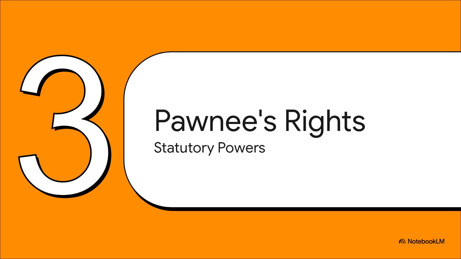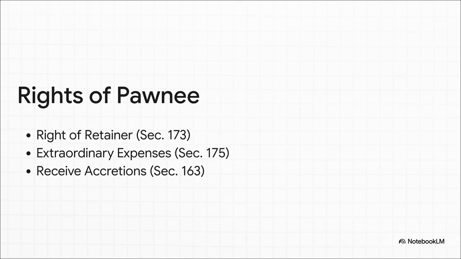Moving on, Section 3, Pawnee, Statutory Rights and Default. Wake up, everyone. This is the most mark-heavy section of the entire syllabus. Copy down the rights of the Pawnee, referencing sections 173 to 175 and 163. First, right of retainer under section 173. Can retain goods for payment of debt, interest, and necessary expenses. Second, right to extraordinary expenses under section 175. Can recover from Pawnor. Third, right to receive accretions, where section 163 is applicable. Any increase belongs to Pawnor but is held by Pawnee.